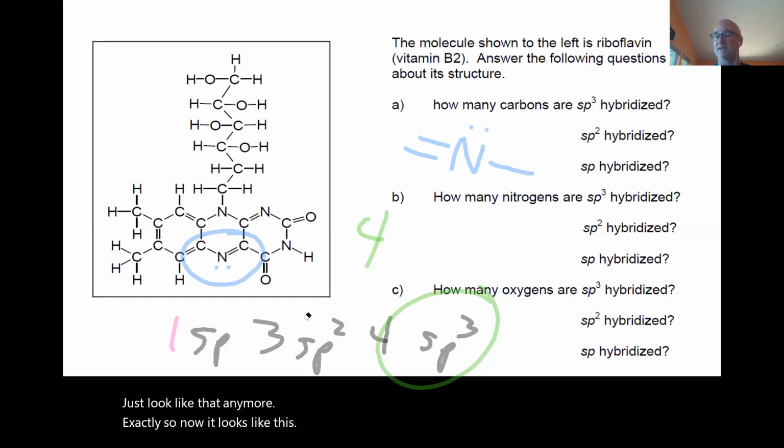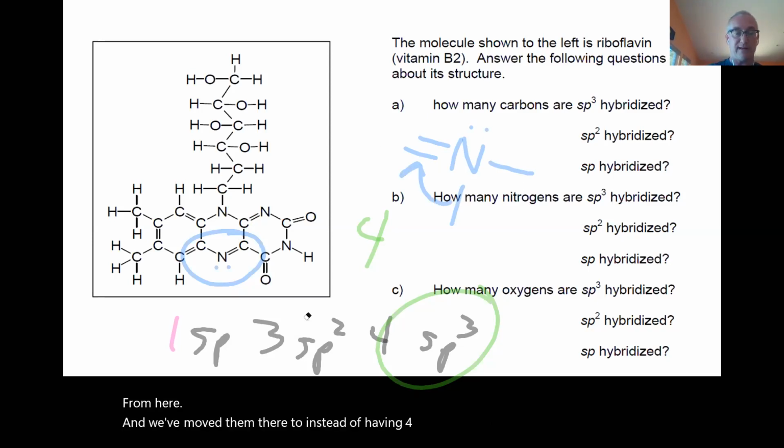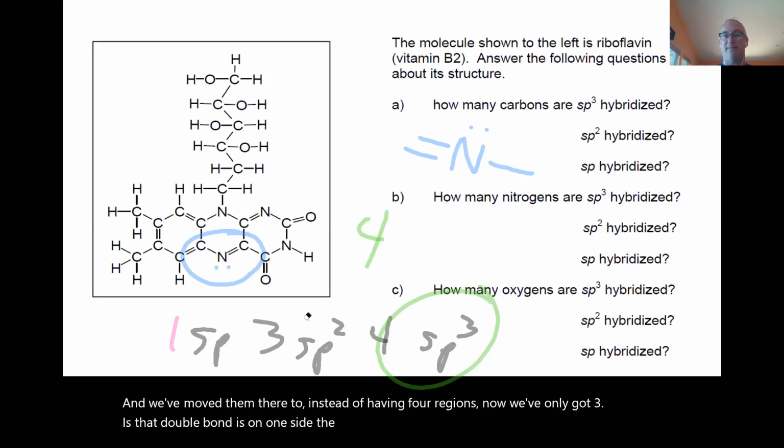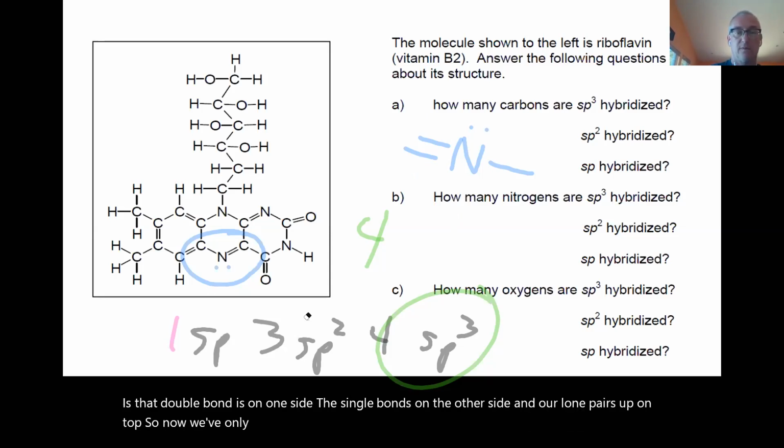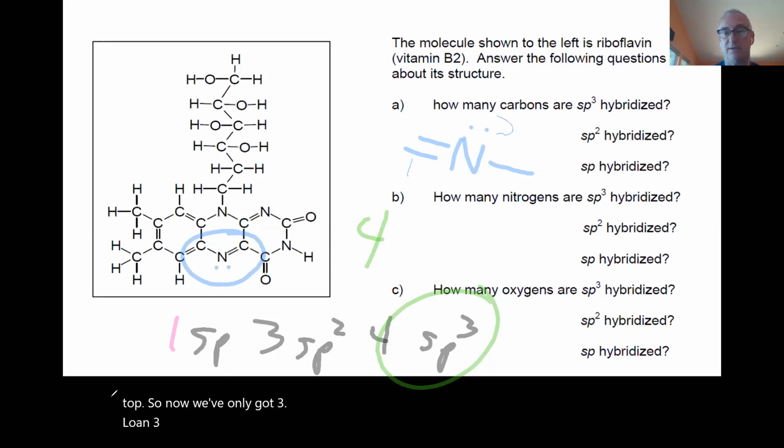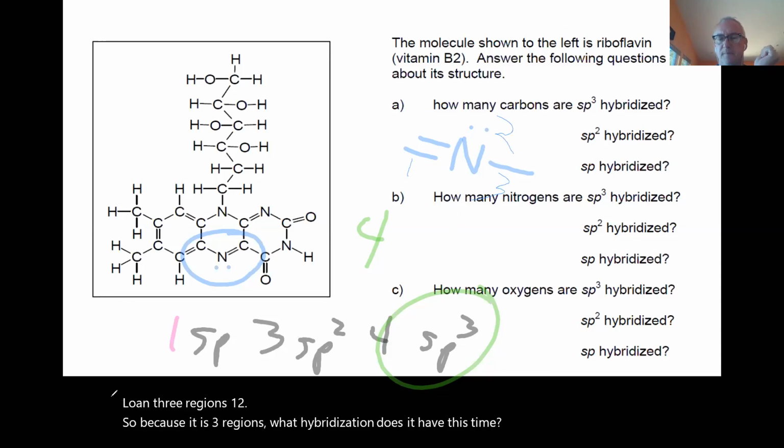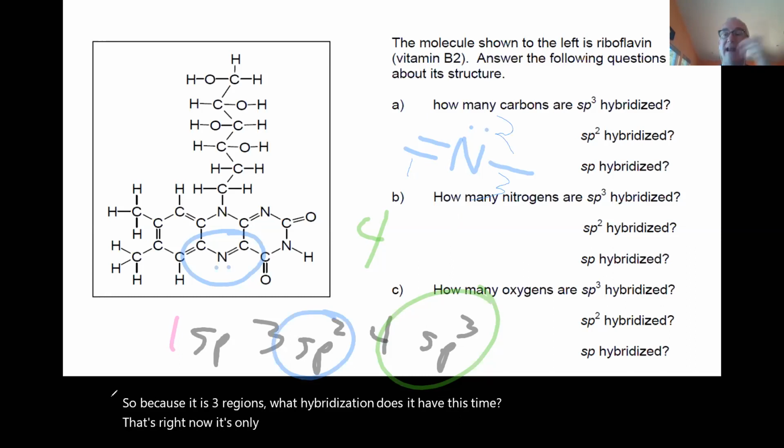And that's different because now we've moved a pair of electrons from here, and we've moved them there. So instead of having 4 regions, now we've only got 3, because that double bond is on one side, the single bond's on the other side, and our lone pair is up on top. So now we've only got 3 regions, 1, 2, 3. So because it has 3 regions, what hybridization does it have this time? sp2. That's right. Before it was sp3. Now it's sp2.